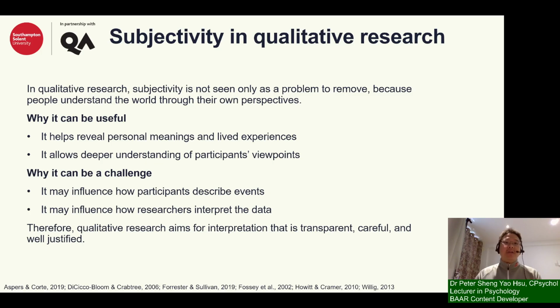However, subjectivity can also be a challenge. Participants may describe events in ways shaped by memory, social desirability, embarrassment, or the way they want to present themselves. For example, a student may minimize how difficult they find the course because they do not want to appear incapable.